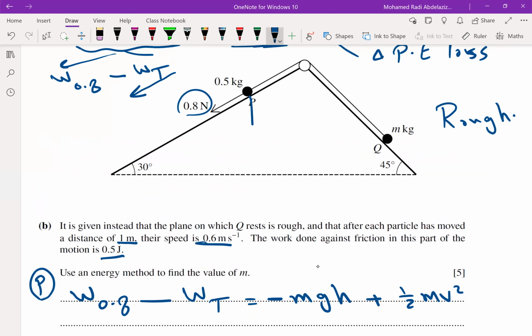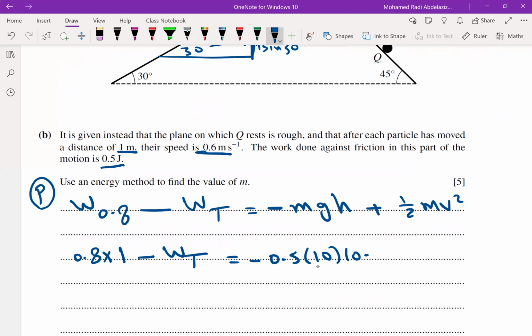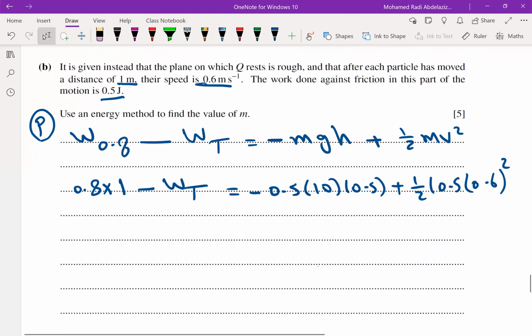When you move a distance of 1 meter down, let's say this is 1 meter down, and we already have the angle of inclination, which is 30, to get the vertical height opposite to 30, it will be 1 sine 30. 1 sine 30 will be half, or 0.5. Plus the gain in kinetic energy is half, mass 0.5, and velocity 0.6 squared. This is the equation of particle P. From this equation, you can find the work done by the tension, but leave it, no need. We'll add to get the system.